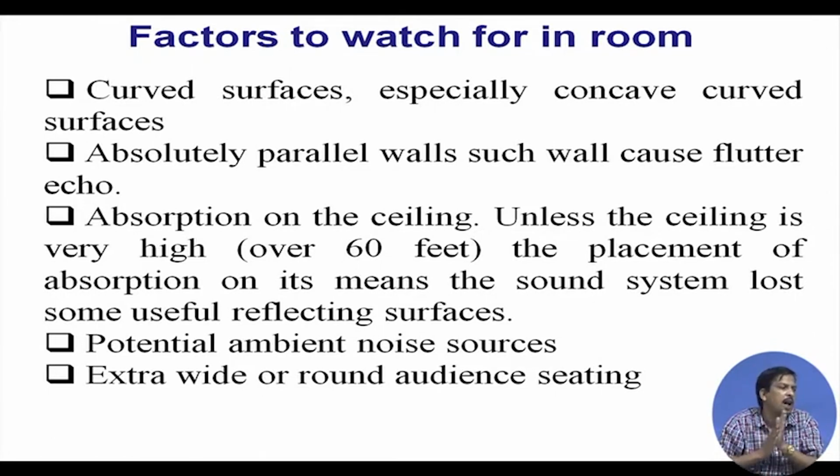Okay. Then absorption on the ceiling. If you put absorptive material on the ceiling, then you lose sound energy, unless the ceiling is very high. The placement of absorption there means the sound system loses some useful reflection. If it is above 60 feet, what will happen? It creates an echo. In that case, to reduce the echo, we put absorptive material. But if the ceiling height is not above 60 feet, then we should not put absorptive material on the ceiling, because it unnecessarily loses acoustic energy.